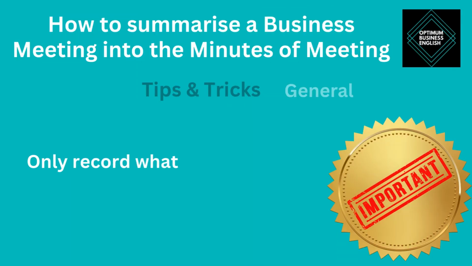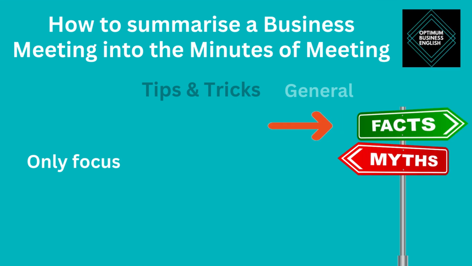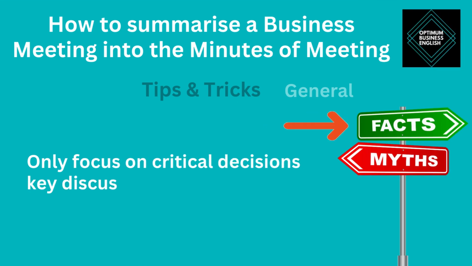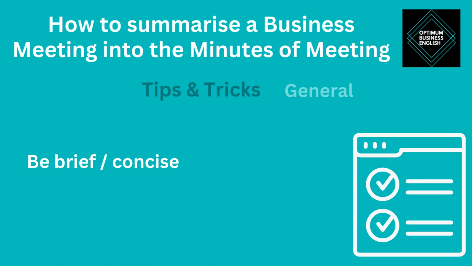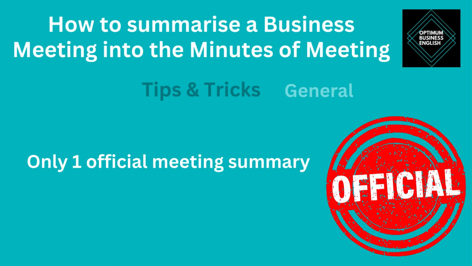And then remember to only record what is important. The aim of a summary is to only focus on critical decisions, key discussions, and action points. Remember to be brief. You don't want your summary to be as long as the meeting. It should be short and to the point to save time when others need to go through it.